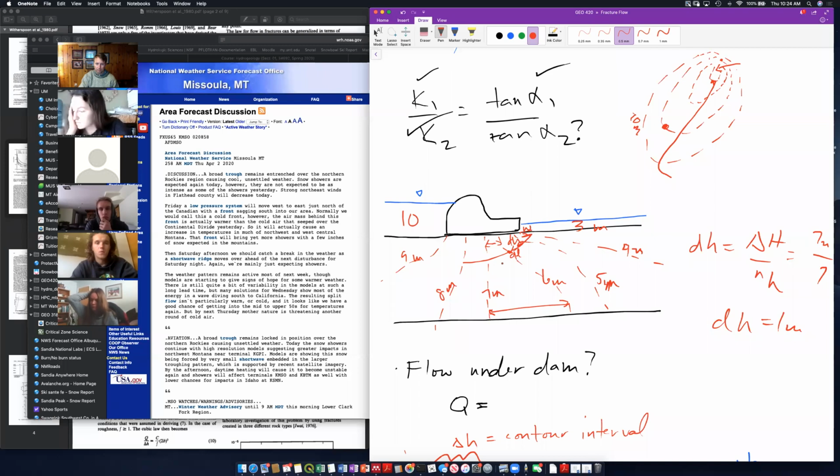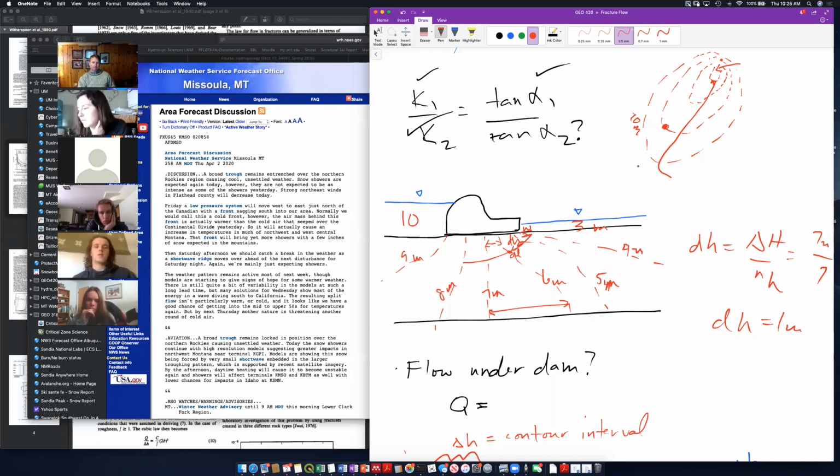And so then we can calculate our head gradient in our diagram. Yep. I can calculate the head gradient anywhere on here. I've got a flow net. I've got values of the head contours. And so it's easy for me to get DH, that's just the difference in the value of my head contours. And I've got DL, that's just the distance between the two head contours.